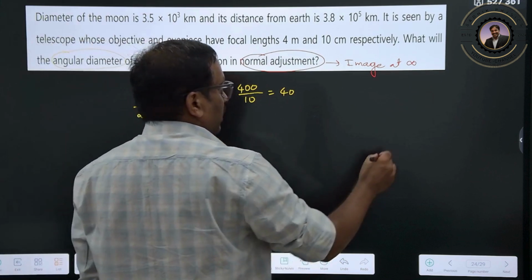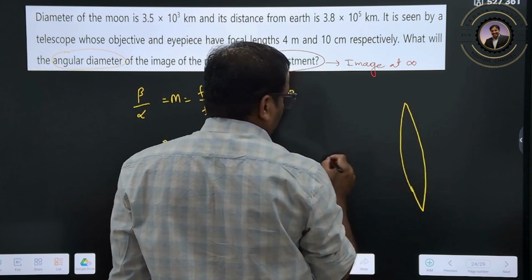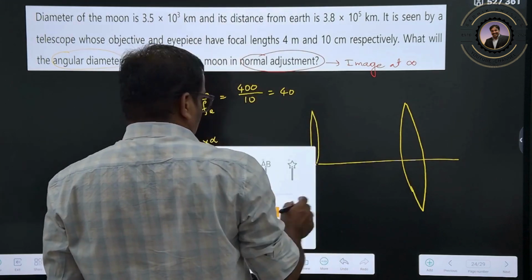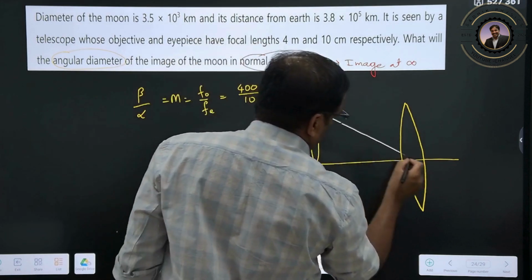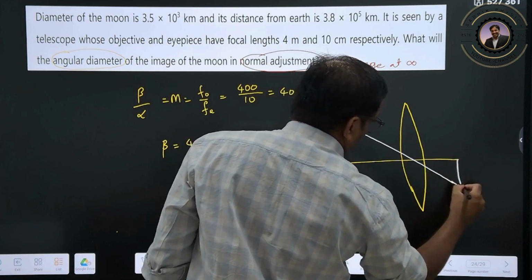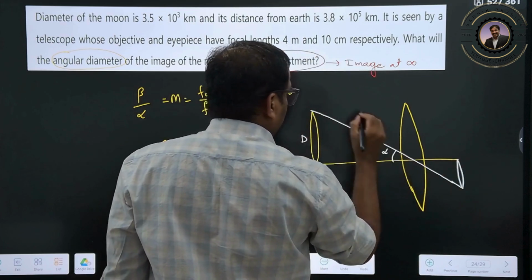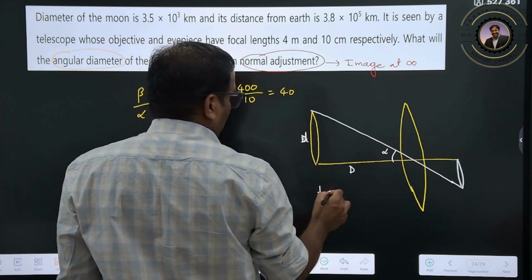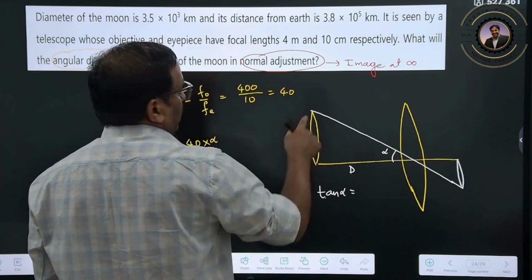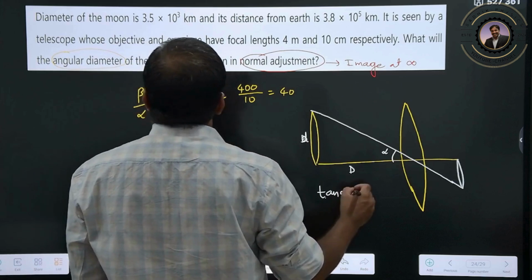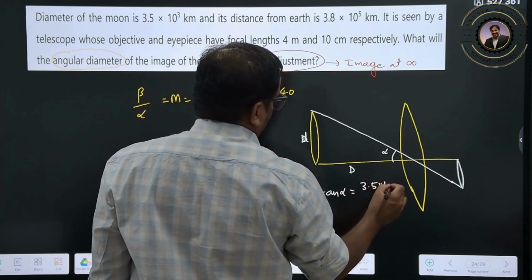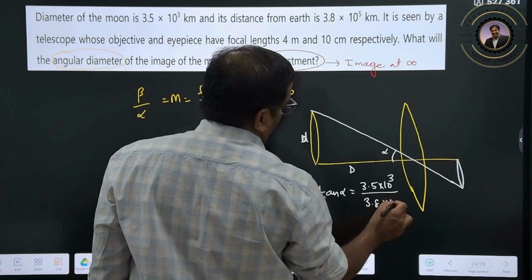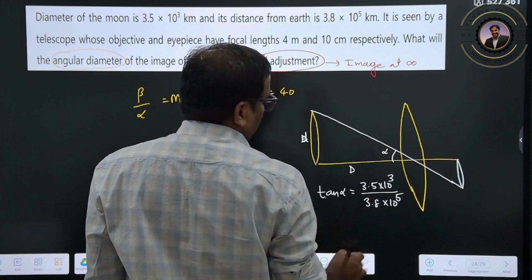First of all, what is making the angle? Let us see here. This is your alpha. Suppose this is our moon, and this is the diameter of the moon, at the distance of the moon. Therefore tan alpha is the diameter of the moon divided by the distance. The diameter of the moon is 3.5 into 10 to the power of 3 kilometers, divided by the distance 3.8 into 10 to the power of 5 kilometers. Cancel here.